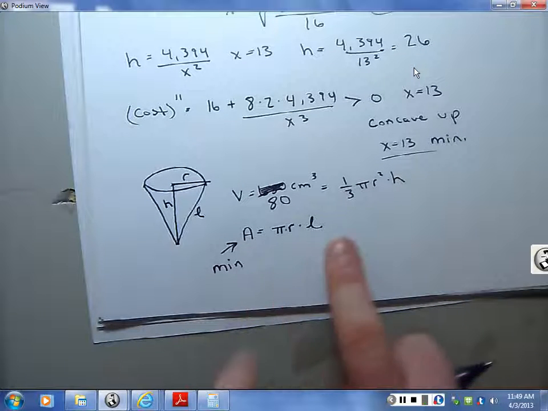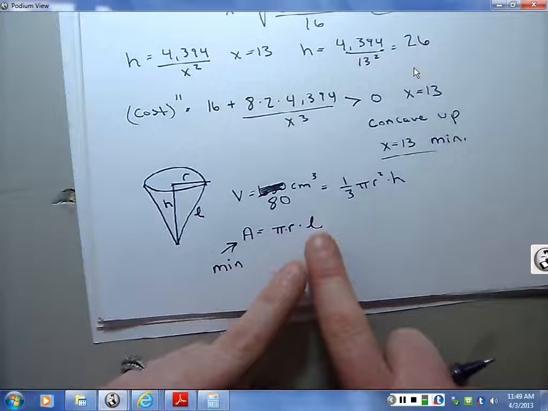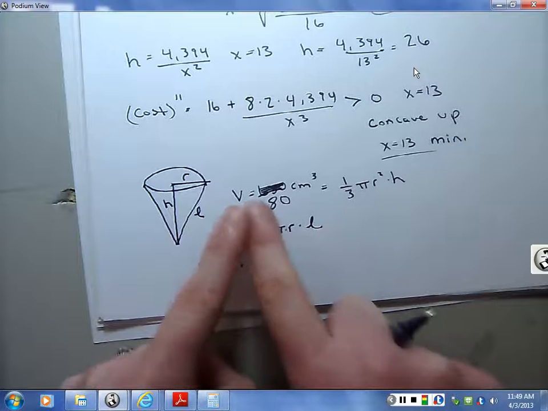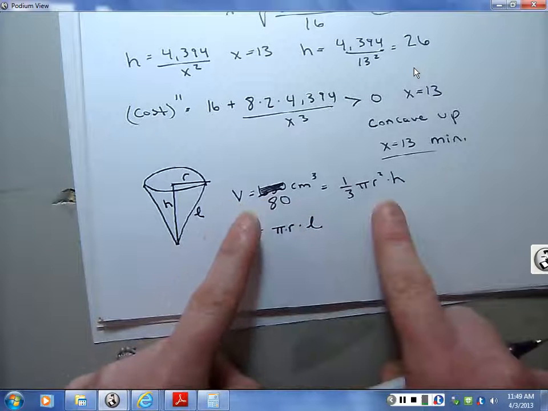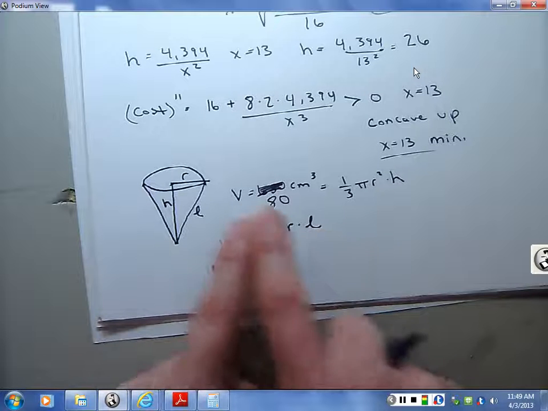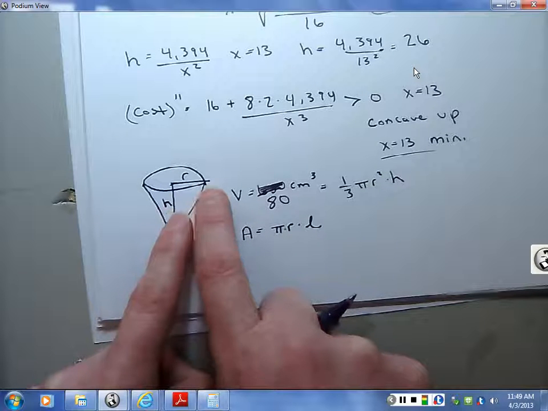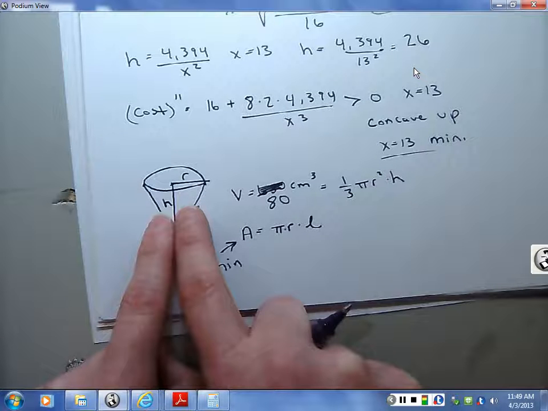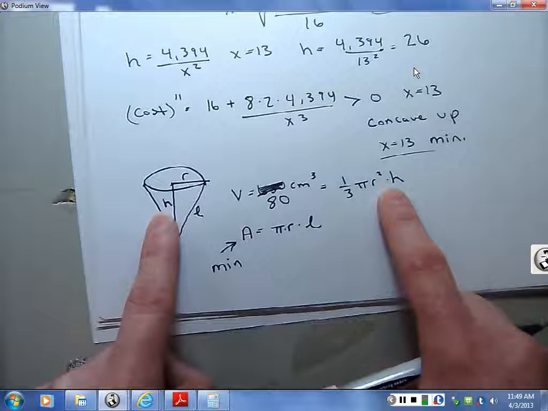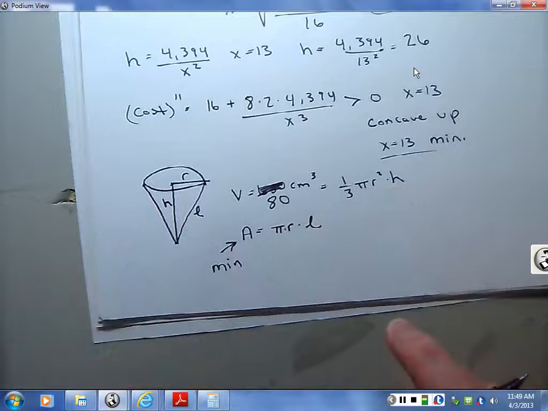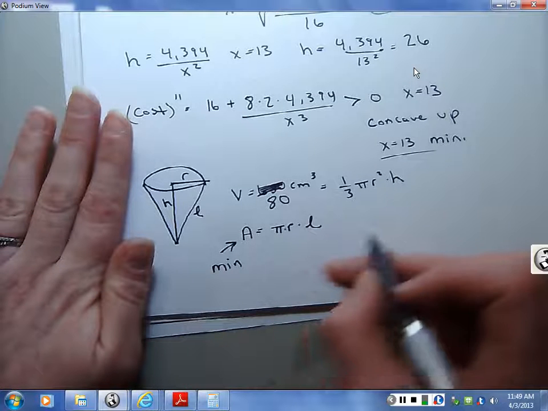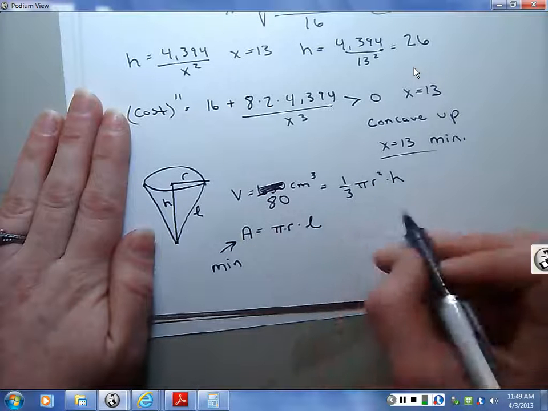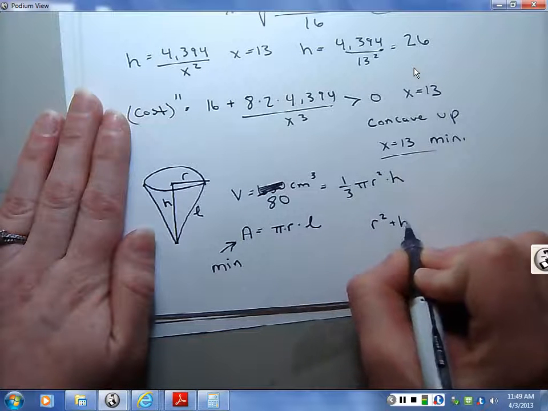But my area function involves an L, but my volume doesn't involve an L. So I need to write L as a formula of h and r, and then replace the h as a function of r from this. So this is kind of a two-step process. So what would be L in terms of H and R? I have R squared plus H squared is L squared.